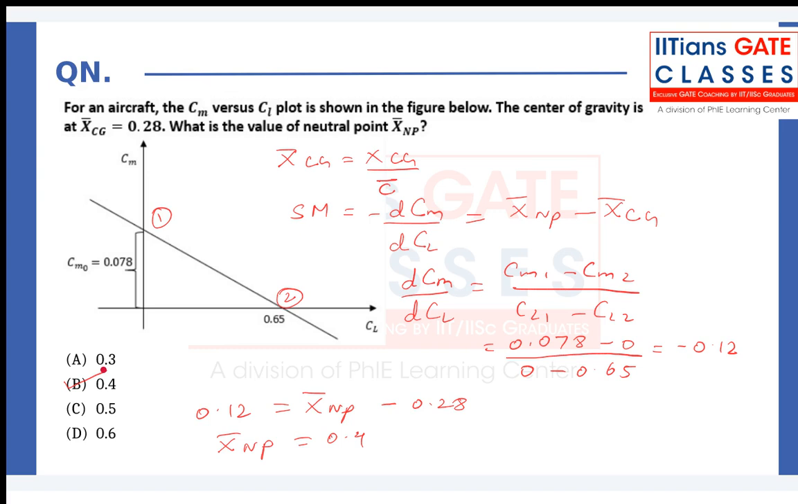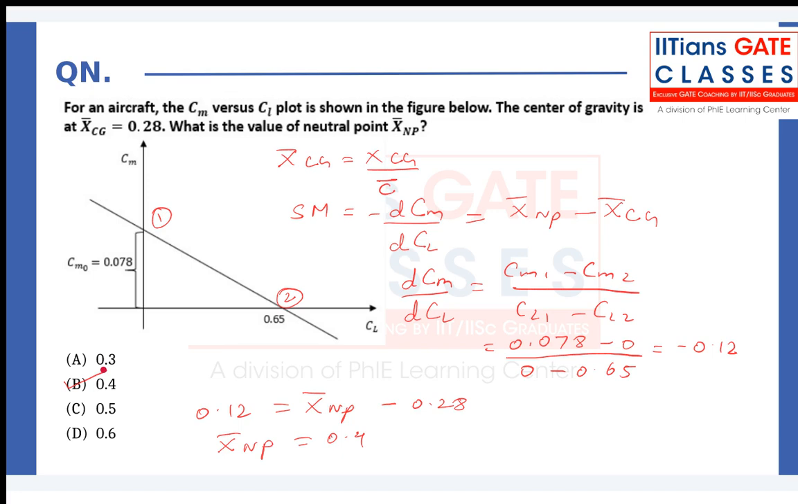We need to find out the slope, right? Yes, so that is the equation for CM. Oh, you mean to find out the slope dCm by dCl? Yes, yes, you can do that. But you do not have the value of CM. You will still need to take the 2 points.